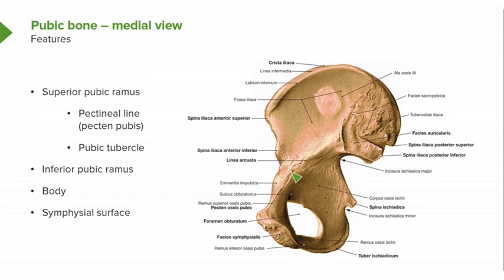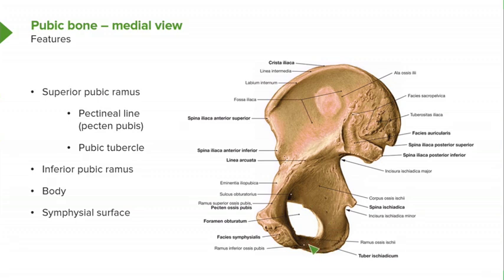Along its superior border, we see a line. This is referred to as the pectineal line, also known as the pecten pubis. If we follow the pectineal line out medially, we will see that there is a bony eminence at this location, and this is called the pubic tubercle.